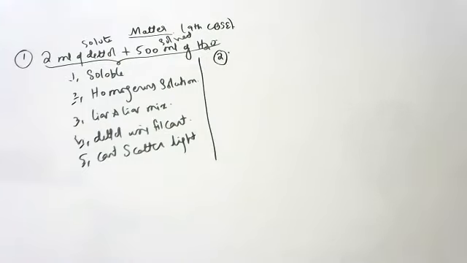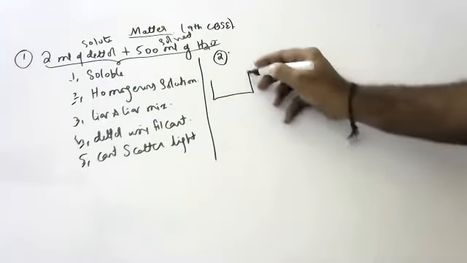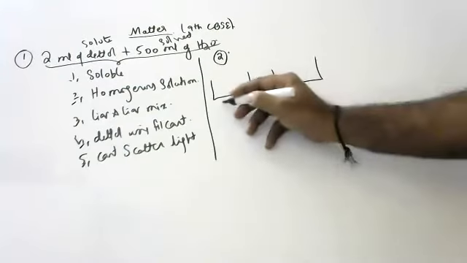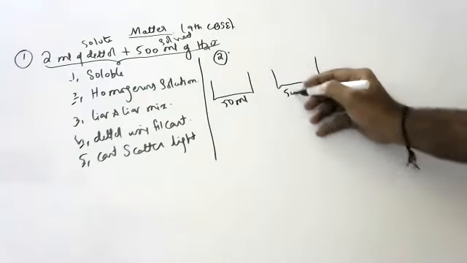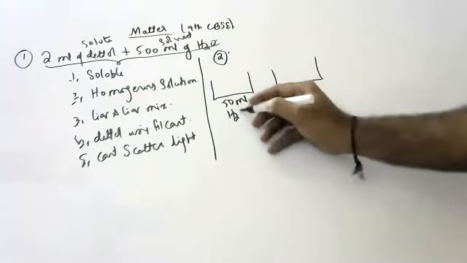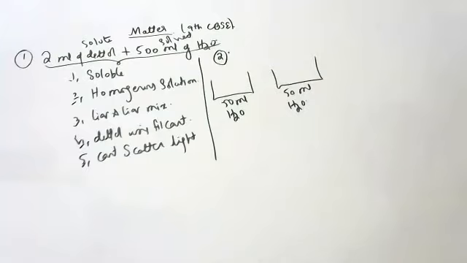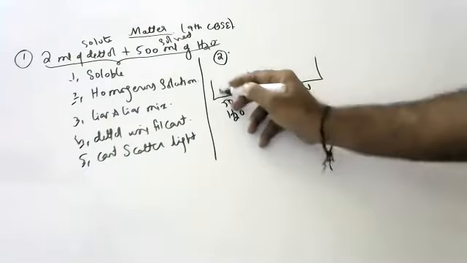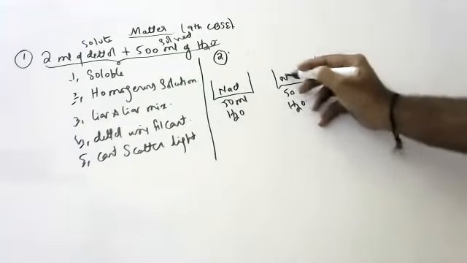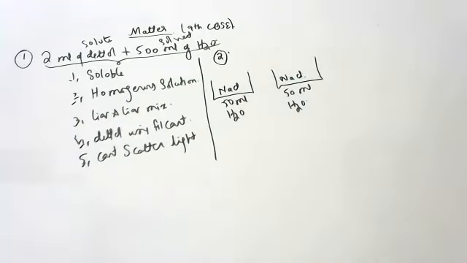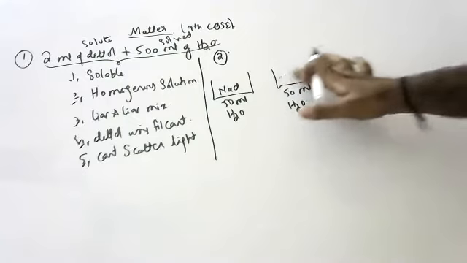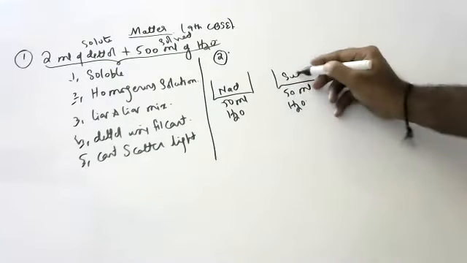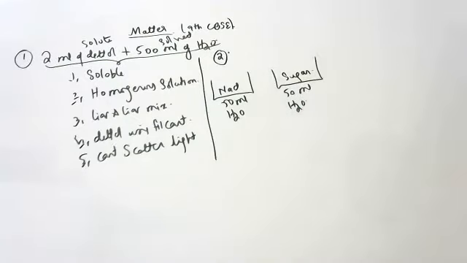Prachi took 50 ml of water into 2 beakers. This is 50 ml and this is also 50 ml of water, at room temperature. To both of them she added a solute: to 1 beaker she added sodium chloride, which is salt, children, and to the other beaker she added sugar.